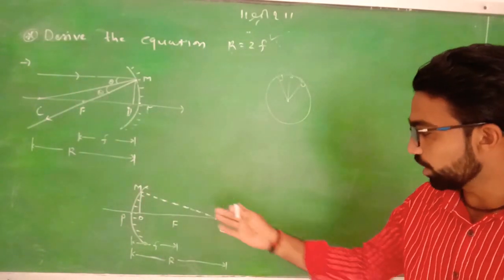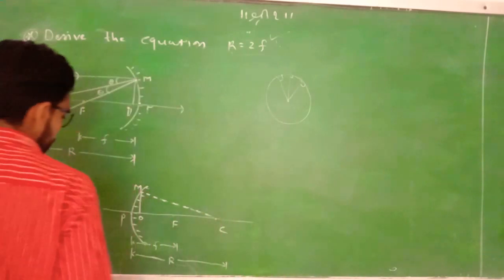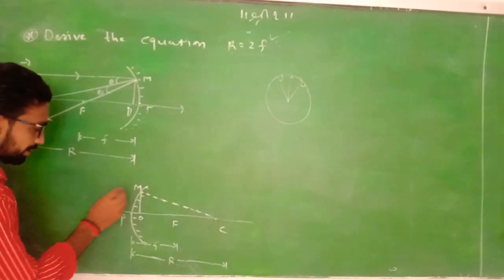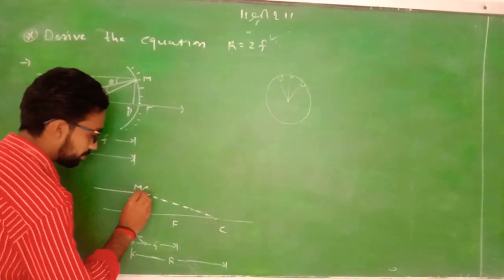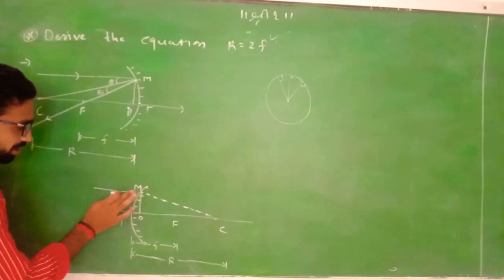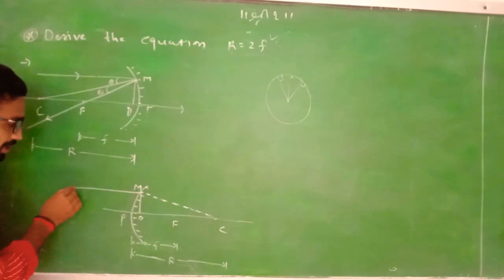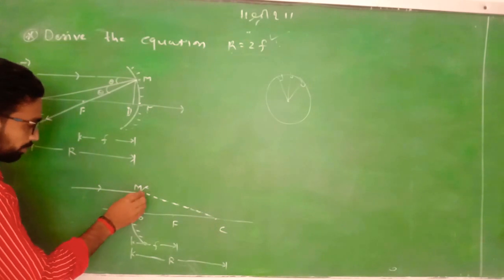The same thing you can apply here. You can see, now we consider one ray that is parallel to the principal axis, which makes some angle with this normal. This is the incident ray, and this is the normal.